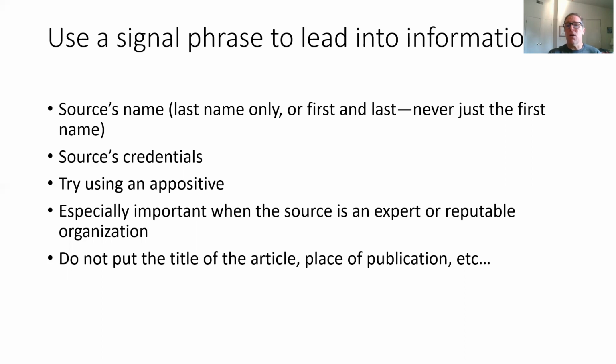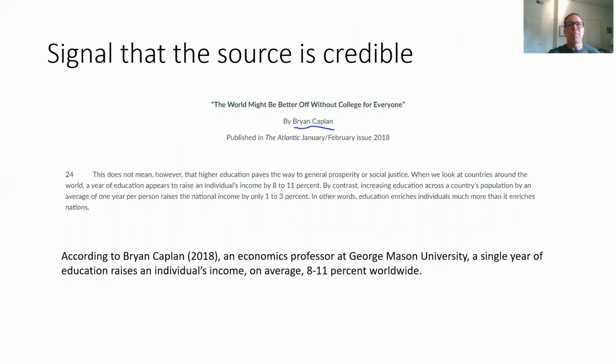Don't put the title of the article, the place of the publication, all that other information in the signal phrase. Just focus on the author's last name or the organization's name. Here's an example. So this is from The World Might Be Better Off Without College for Everyone by Bryan Caplan.